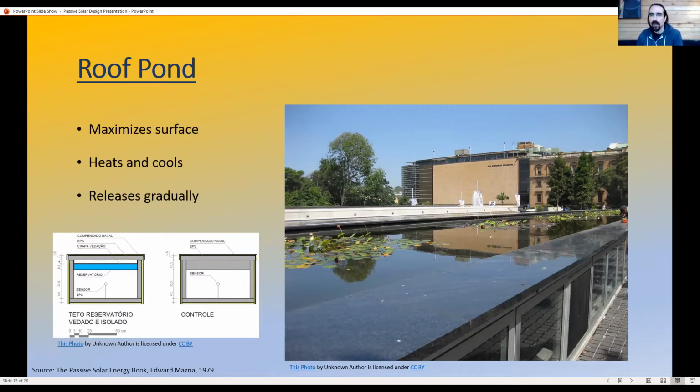There are some direct transfer methods. You see here, we've got a pond directly on top of a building, and there are some indirect methods where you have storage tanks that use water as the thermal mass and then use piping to move that energy to another area inside a building.